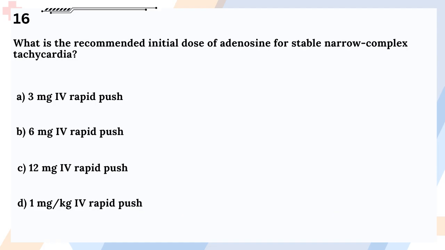Question 16. What is the recommended initial dose of adenosine for stable narrow complex tachycardia? A. 3 mg rapid push. B. 6 mg rapid push. C. 12 mg rapid push. D. 1 mg per kilogram rapid push.